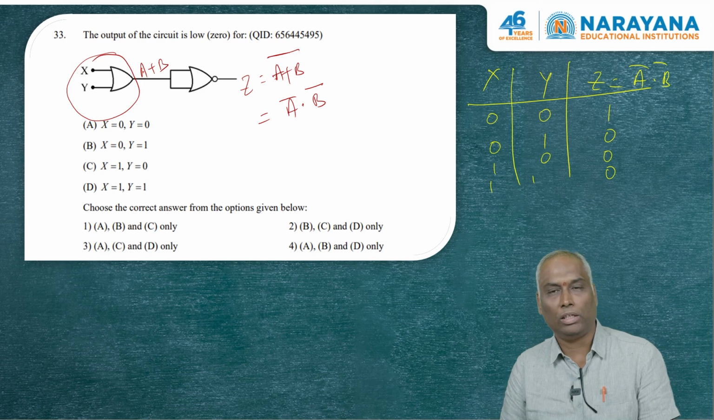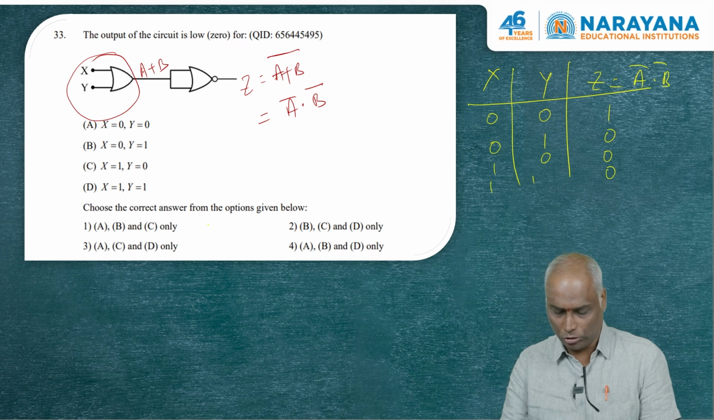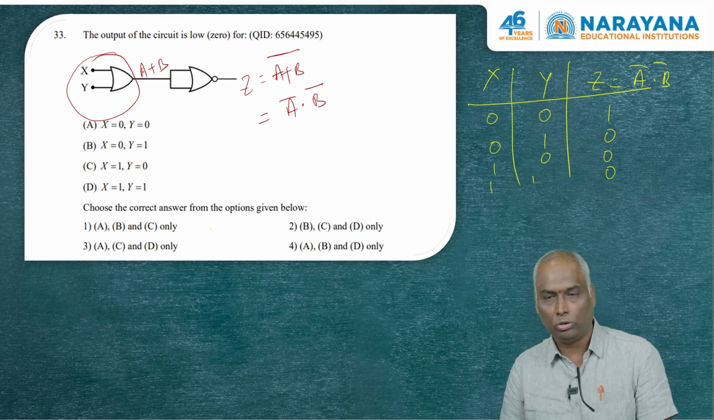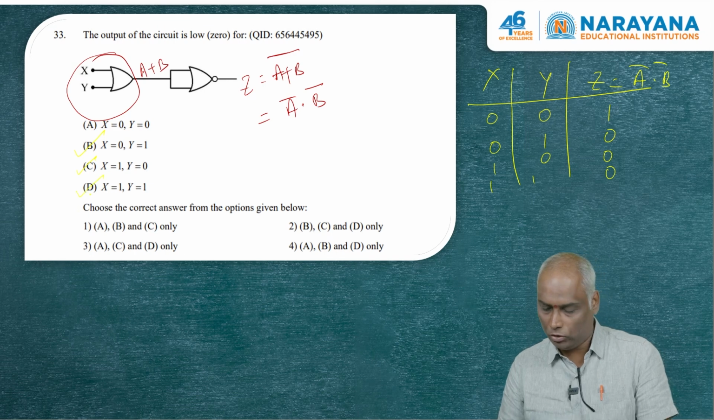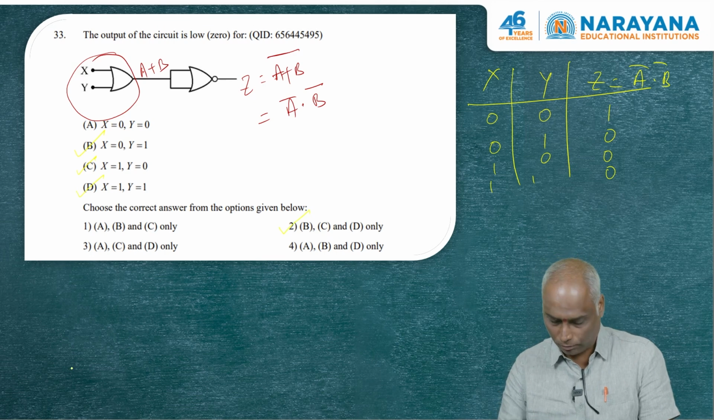So here they are asking which of the following will give an output equal to 0. When we relate this to the truth table, we are going to get 0 output for statement B, statement C, and statement D. So the option is B, C, D only. Option 2 is going to be correct.